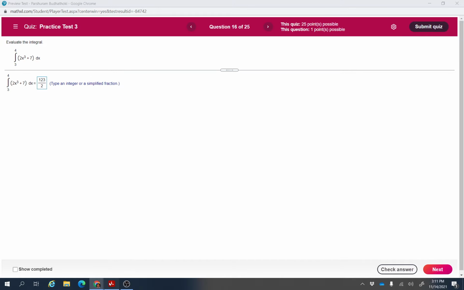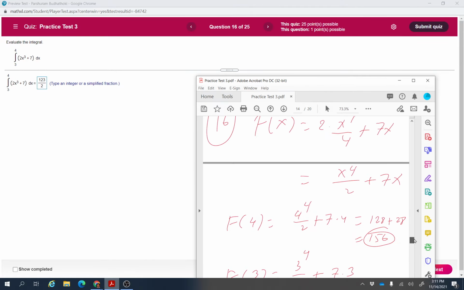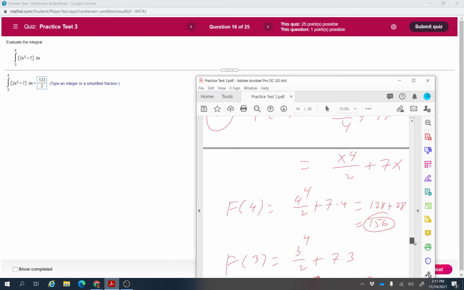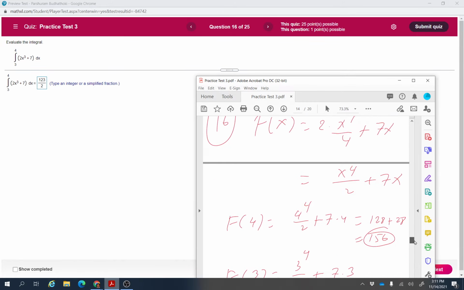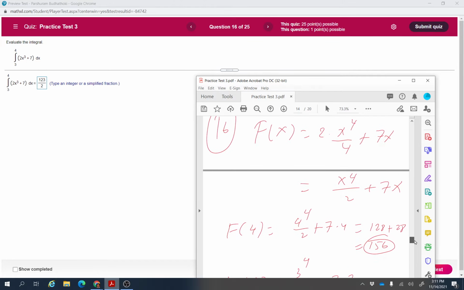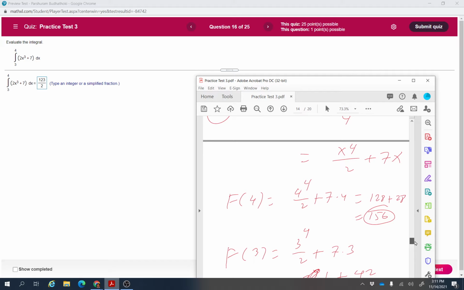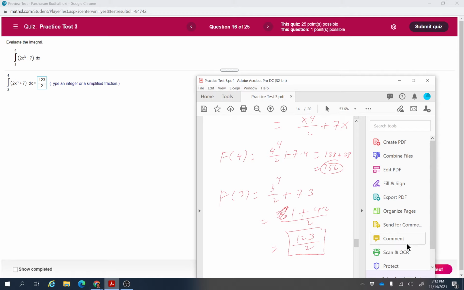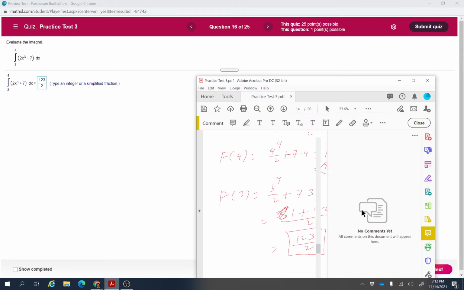Okay, what did I do wrong here? I did something wrong, so let me go back here. The integration of this one is 2x to the power 4 over 4 plus 7x, so that is basically x to the power 4 over 2. And now we need to find the value of that antiderivative at 4, which is 4 to the power 4 over 2 plus 7 times 4, which is 128 plus 28 is 156. So what did I do? Oh, I forgot to subtract.